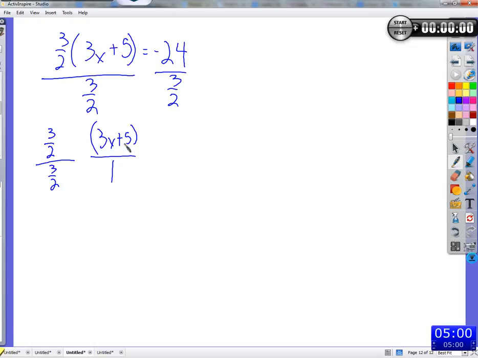So I multiply 3 halves times 3x plus 5. 3 halves times 1, that's 3 halves. 3 halves divided by 3 halves is 1. Anything divided by itself is 1. So on this side, we're left with 3x plus 5.